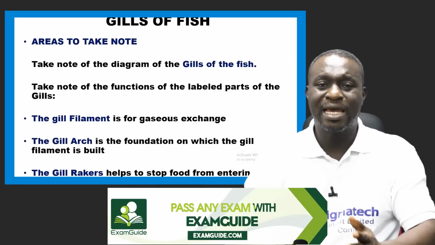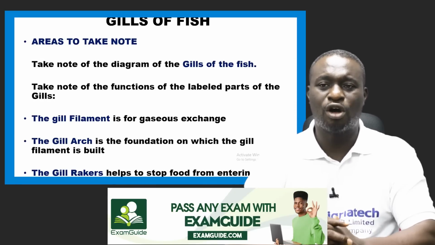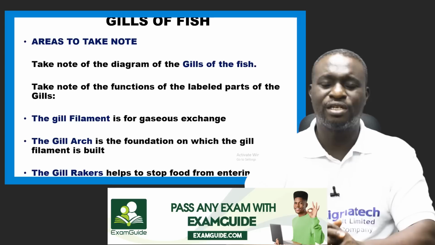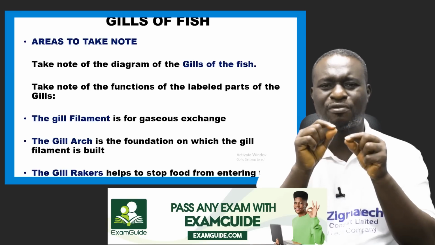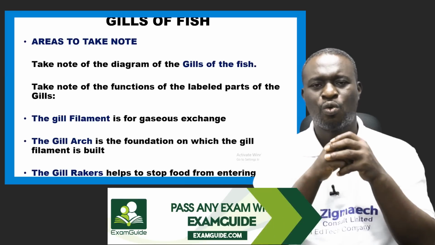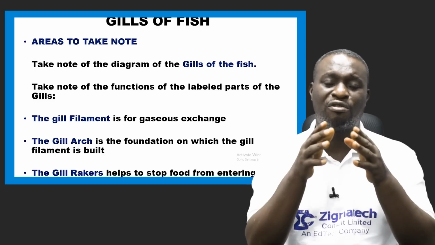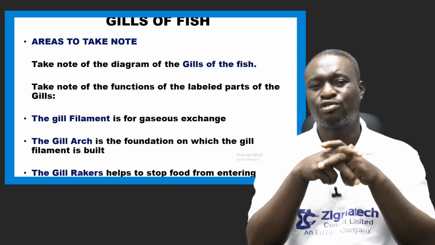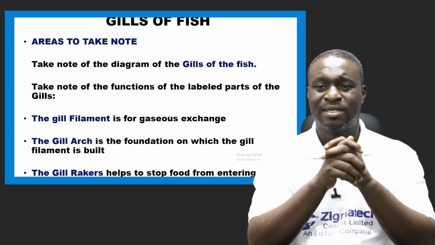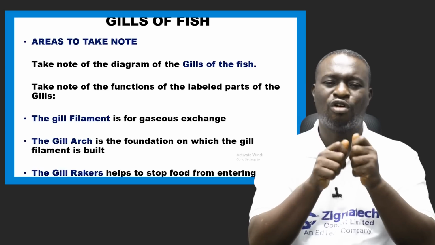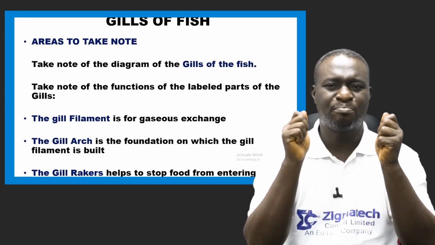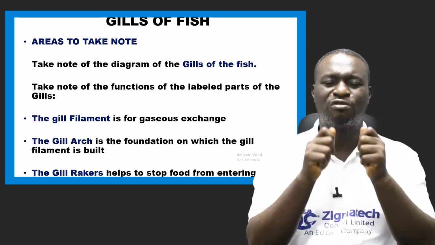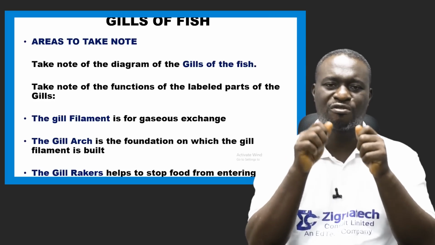Now specimen A, we said, is the gills of the fish. Let's look at some of the areas you should take note of when looking at the gills of the fish. One of the things you should look at is the diagrams of the gills of the fish. Very important.